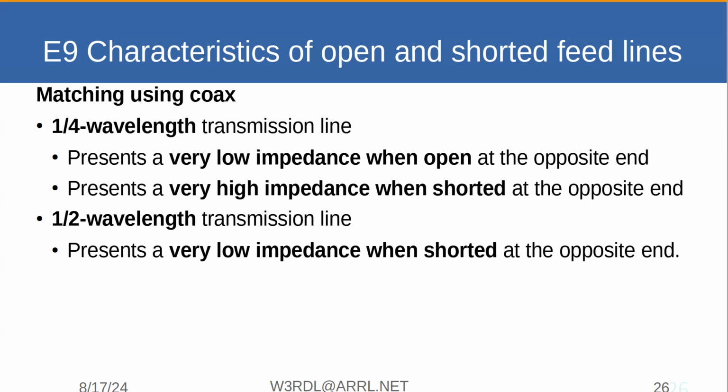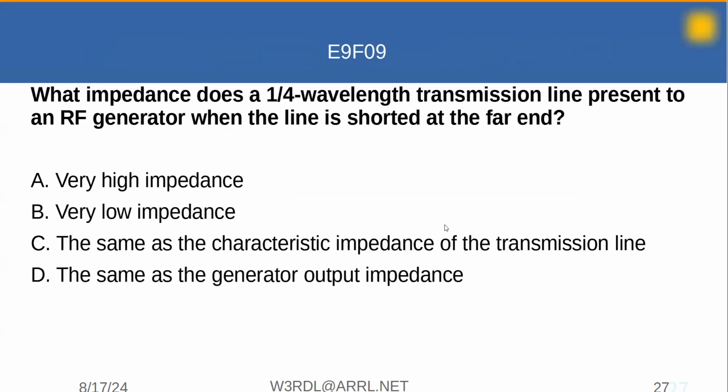It's like being in a foreign language class. What impedance does a quarter wavelength transmission line present to an RF generator when the line is shorted at the far end? Okay, so the eighth, it was capacitive, but it switches. At a quarter, it's resistive. It's either high or low. You don't have reactance.